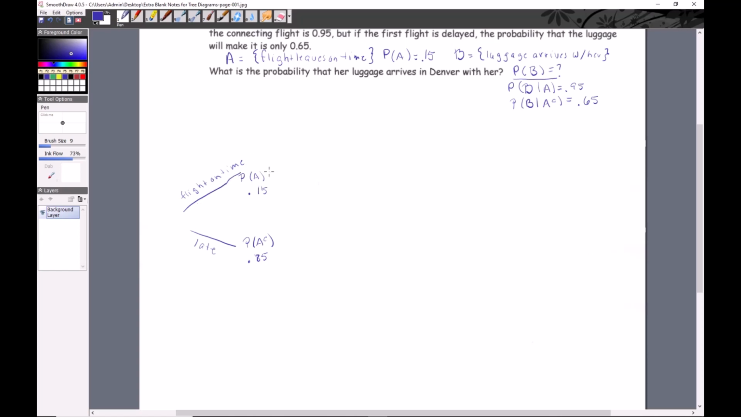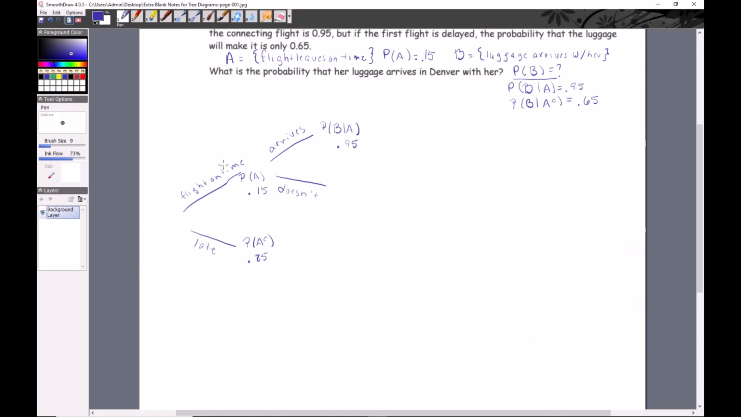The flight is on time. So given that the flight is on time, the luggage arrives with her. This will be the probability of B rather. Let me just clean that up a little bit. Let's get that off of there. Probability of B given A complement. I'm sorry, just B given A. And that's going to be 0.95. All right, this is the next branch goes like this. And let's just label this one arrives, as in the luggage. And this one we'll just label that it doesn't.